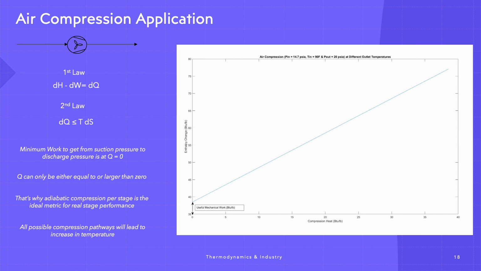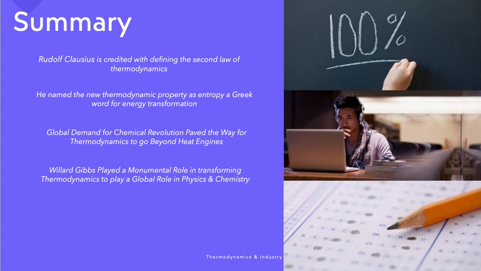Yeah. And just to summarize everything we addressed today: Clausius is credited with defining the second law of thermodynamics. He named the new thermodynamic property entropy, which was a Greek word for energy transformation, which is pretty much what it is. Global demand for the chemical revolution paved the way for thermodynamics to go beyond heat engines, as we stated before the First World War. Gibbs played a monumental role in transforming thermodynamics to play a global role in physics and chemistry.